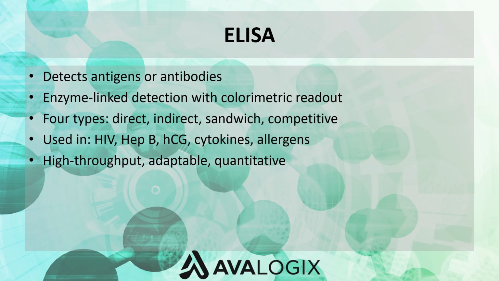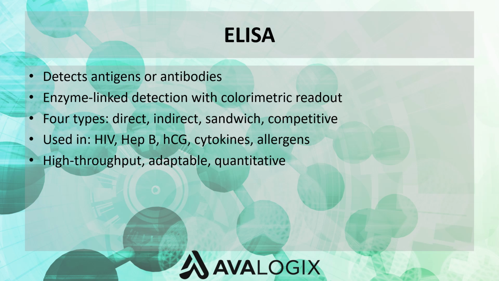The enzyme-linked immunosorbent assay, or ELISA, is one of the most versatile and widely used immunological tests in both research and clinical labs. Its main strength lies in combining specificity with sensitivity in a format that is easy to automate and scale. ELISA can be used to detect either antigens or antibodies in a sample.